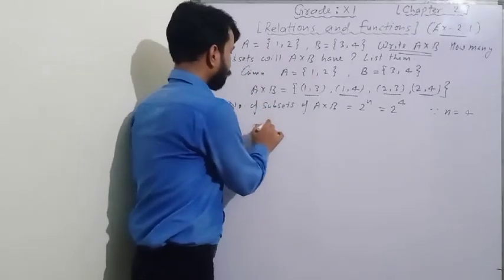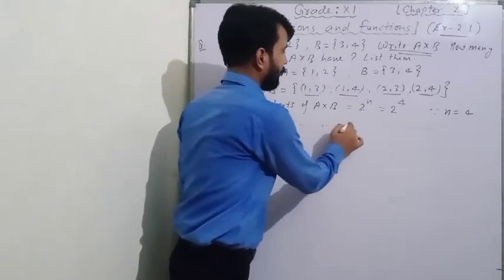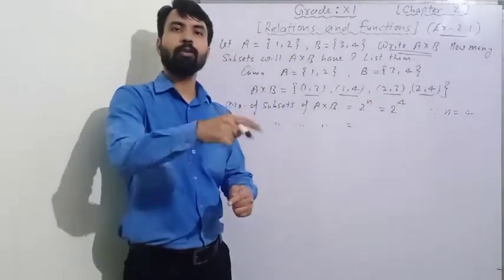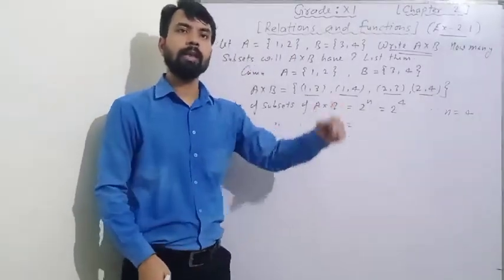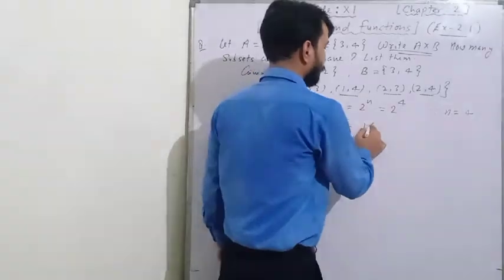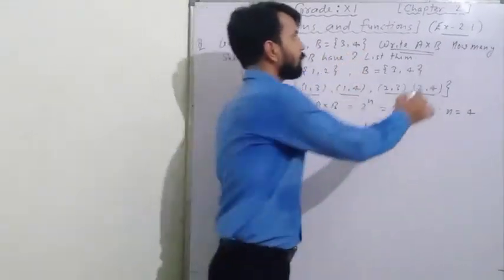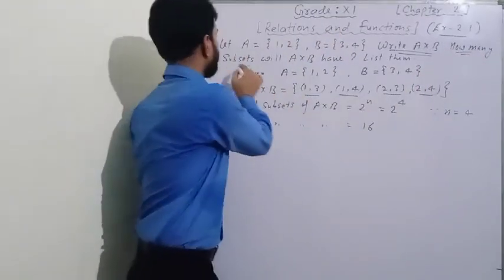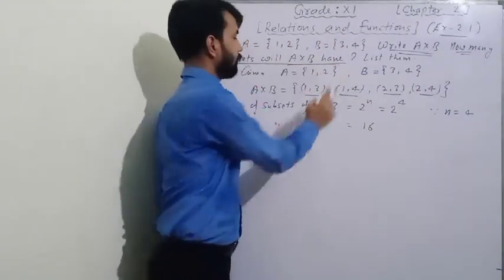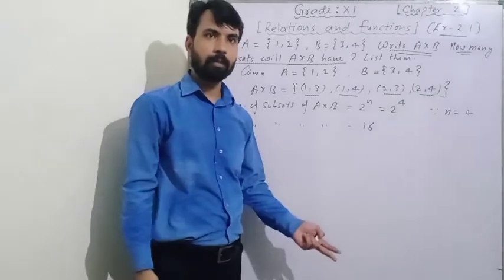So 2 to the power 4 means the number of subsets of A cross B. 2 to the power 4 is 2 into 2 into 2 into 2. 2 times 2 is 4, 4 times 2 is 8, 8 times 2 is 16. That is 16. Clear? This part is also finished. How many subsets will A cross B have? So there are 16 subsets.